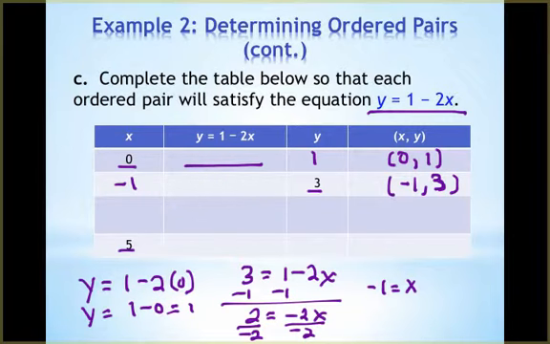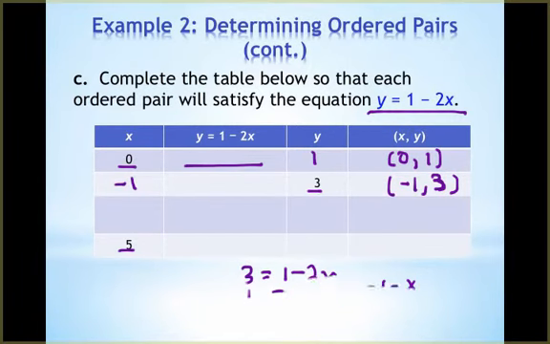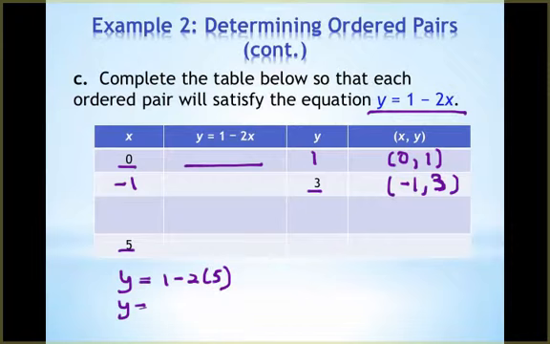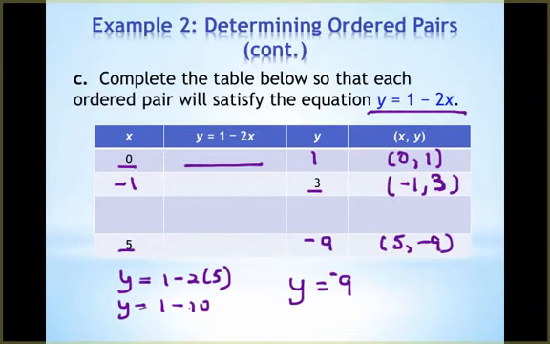And then the last thing, what if our x value is 5? So I'd have y equals 1 minus 2 times 5. That'd be 1 minus 10, but 1 minus 10 would be negative 9. So our y value is negative 9, and our ordered pair is (5, negative 9).